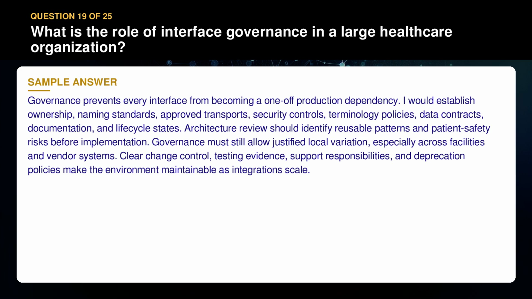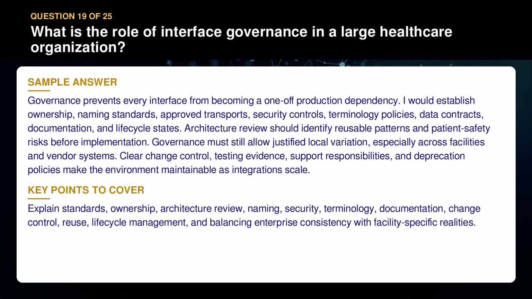Governance must still allow justified local variation, especially across facilities and vendor systems. Clear change control, testing evidence, support responsibilities, and deprecation policies make the environment maintainable as integrations scale. Explain standards, ownership, architecture review, naming, security, terminology, documentation, change control, reuse, lifecycle management, and balancing enterprise consistency with facility-specific realities.